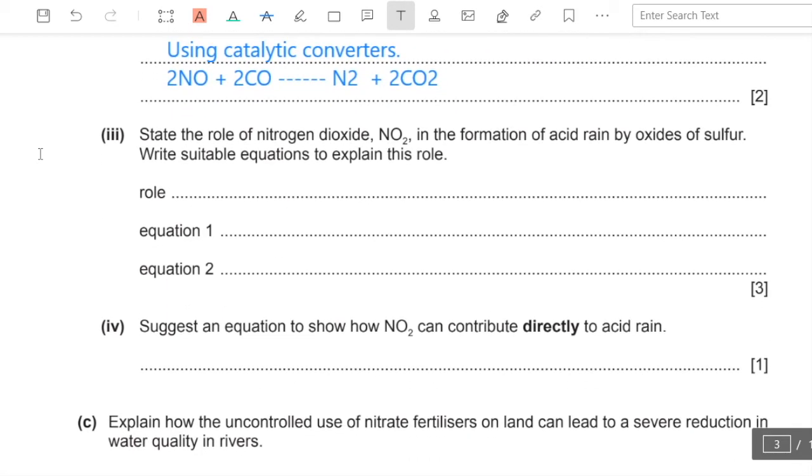3. State the role of nitrogen dioxide in the formation of acid rain by oxides of sulfur. Write suitable equations to explain this role. So over here the acid rain is going to be caused by oxides of sulfur, and nitrogen dioxide is going to play a role in oxidizing sulfur dioxide to sulfur trioxide, which would then further dissolve in water to form H2SO4 or sulfuric acid. And so nitrogen dioxide acts as an oxidizing agent.